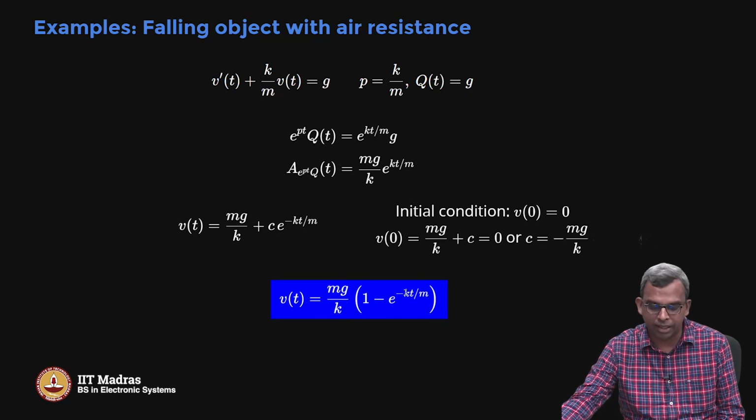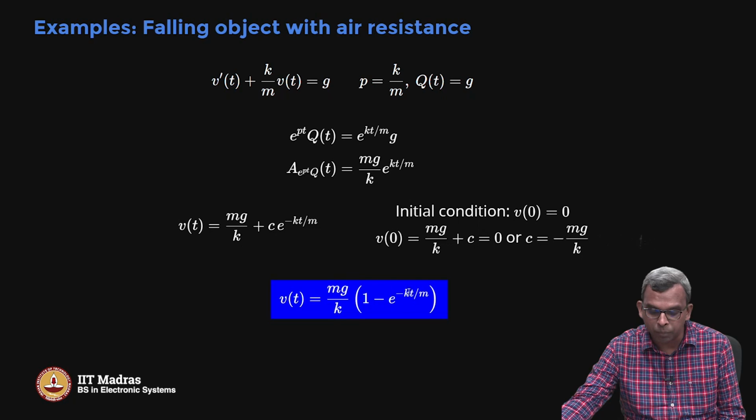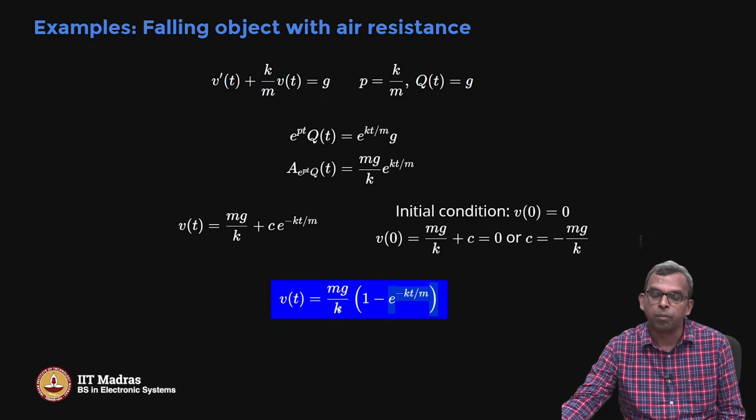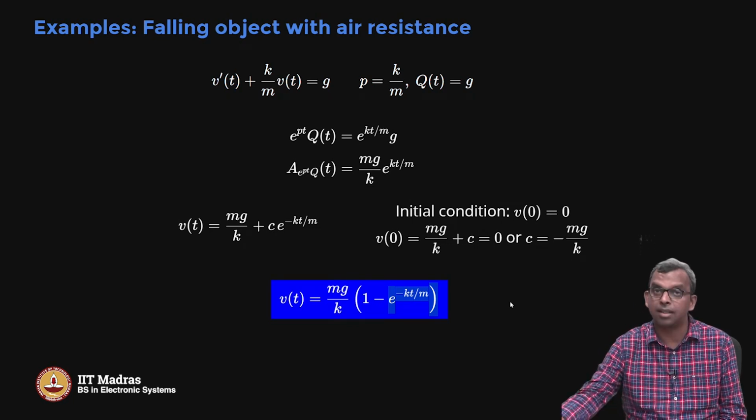Okay, this is very, very interesting, right? So, what happens as t goes to infinity? When t becomes really, really large, this term will go to 0. So, you get to a constant velocity mg by k. Now, this is the difference between with air resistance and without air resistance.